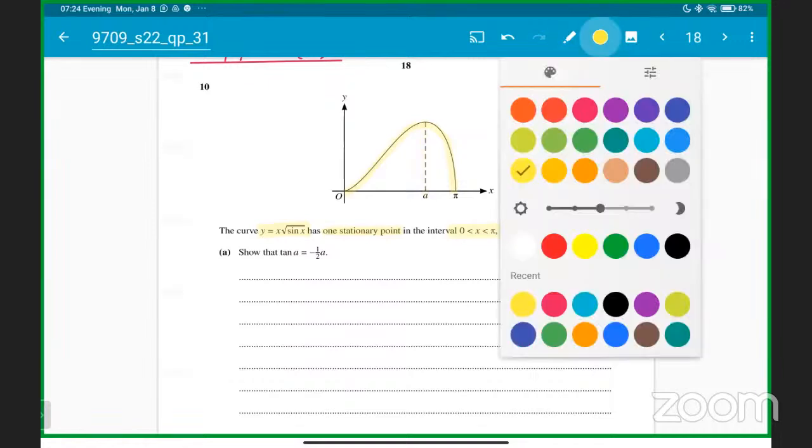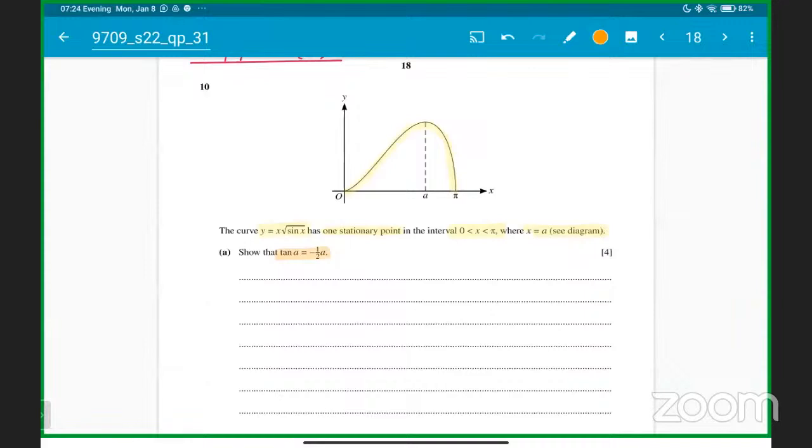As we can see in the diagram, we have to show that tan a is equal to minus half a. Okay, everyone there? We have to show the examiner that tan a is equal to negative half a. Got that? Clear? Any problem? So let's try to work it out.